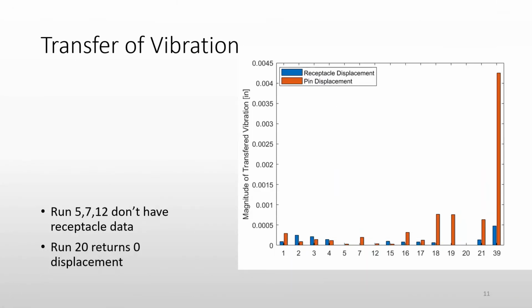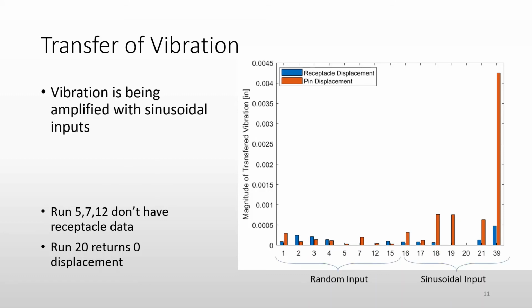We can also then look at how this vibration was transferred from the top of the receptacle to the pin where the contact was happening. And we can see that for some of the videos, we see very minimal transfer of vibration, but for other videos, the vibration in the pin, which is represented by these red bar charts, is much greater than the vibrations in the receptacle. And when we look at the reasons why, we can see that if the input vibration is sinusoidal, the magnitude of vibration is greatly increased. And this is generally also associated with an increase in chatter.